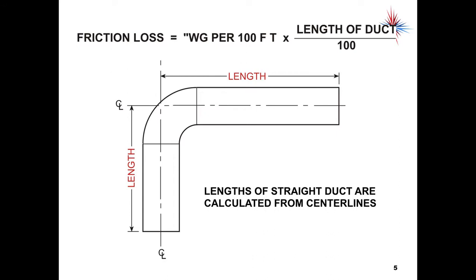Okay, the length of straight duct system is determined by measuring from the fitting to the center line as shown in the slide. Again, we have a 90-degree elbow and coming off there we have a run to the right. The length is from the center line of the elbow to the end of the duct. Down from CL, again, CL is center line. The length is from the center line to the end of the ducts.